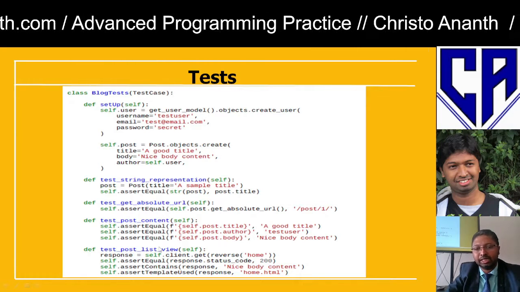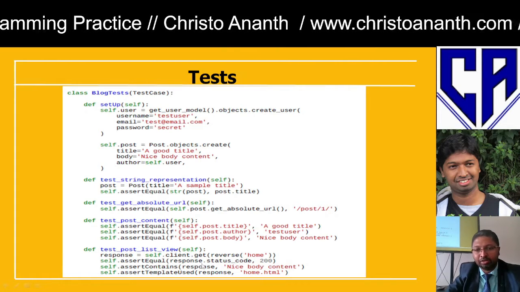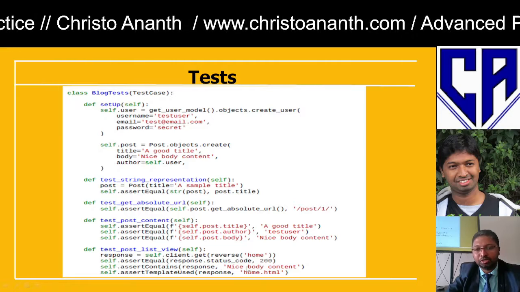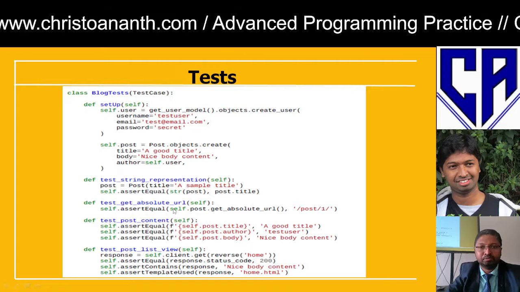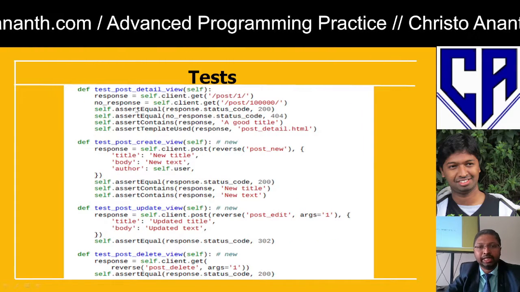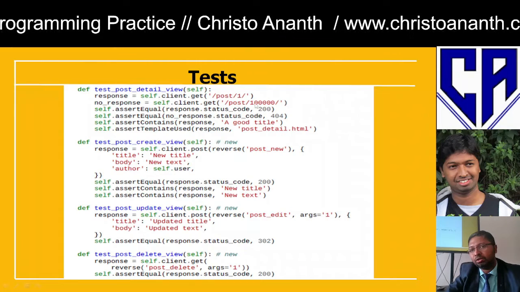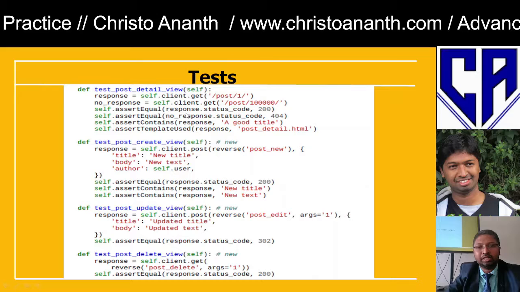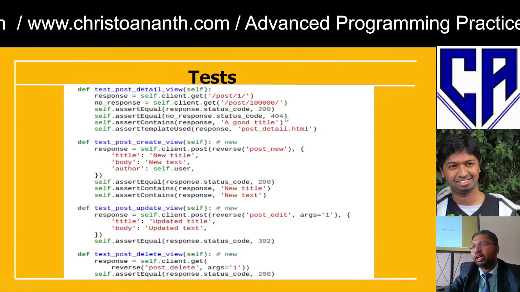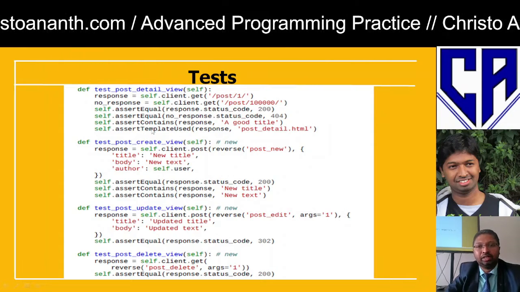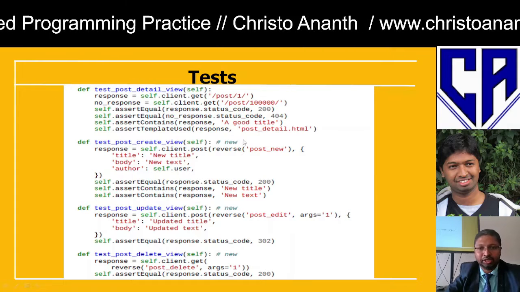And similarly the list view, you will have the response, the reverse, and the response status code 200, response nice body content, and finally you are redirecting to the form.html. And similarly with the detail view, you will have the response equal to self.client.get. No response means it will go to this one. Okay, and then self.assertEqual response status code 200. No response means it will go to 404, not found. And then assertContains response means it will have the good title and post_detail.html.